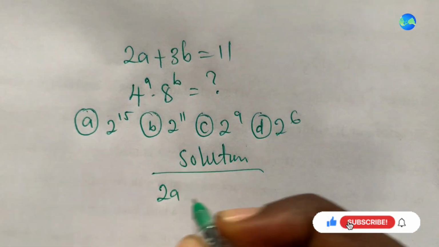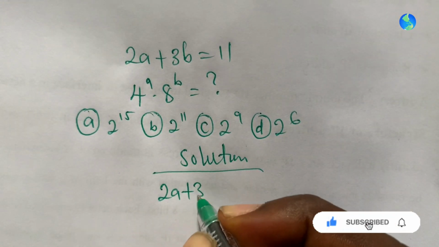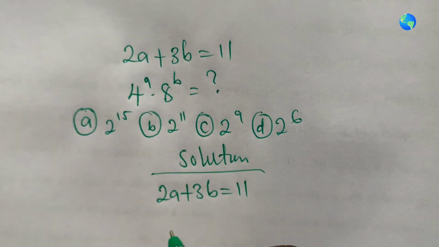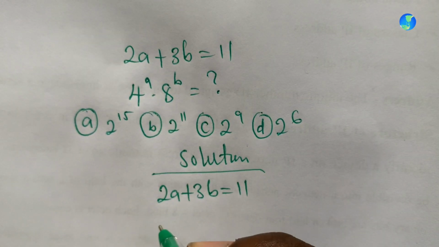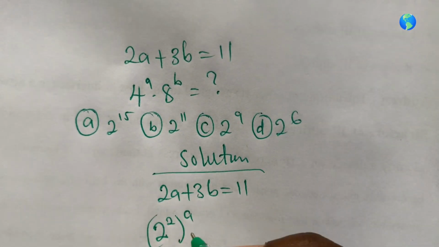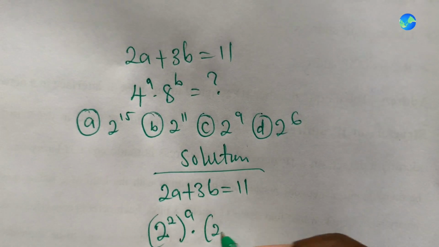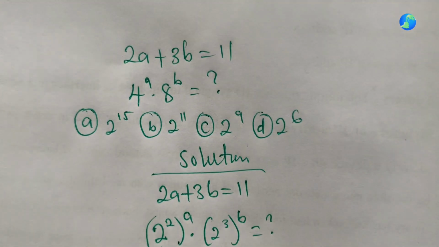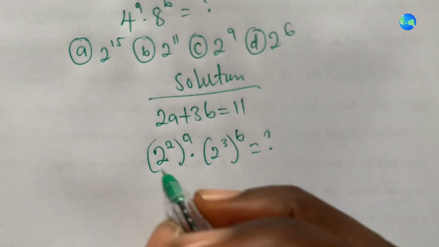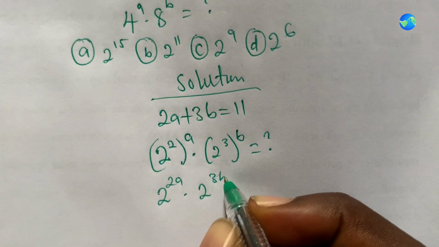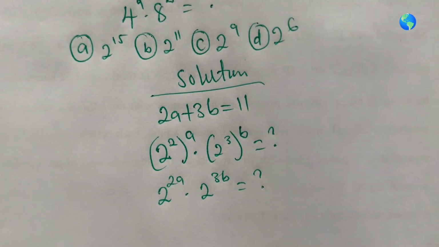Let's rewrite. This is 2a plus 3b equals 11. We are told to find 4 power a times 8 power b, right? So this 4 can be written in terms of 2 power 2 raised to power a, and 8 can be written as 2 power 3 raised to power b. We are trying to calculate what it is, right? So this is 2 power 2a times 2 power 3b equals what, right?